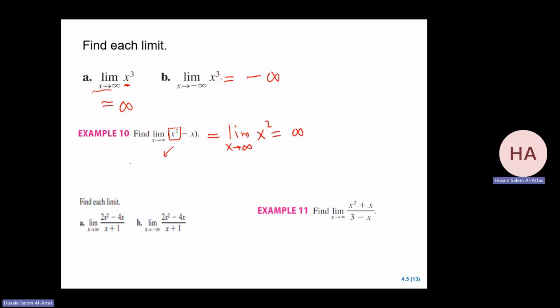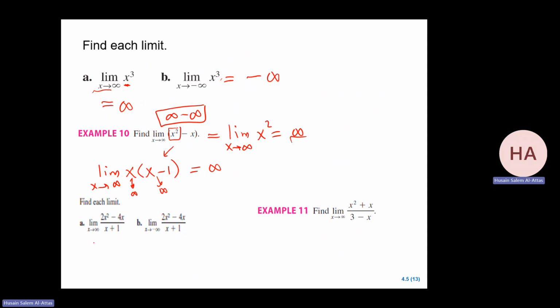Or you can think of it another way. Take x common factor, because I cannot do infinity minus infinity. Infinity minus infinity is an undetermined form. I cannot conclude. But if I take x common factor, I have x times (x minus 1). Now this goes to infinity, this goes to infinity. Infinity times infinity will be what? Infinity, the same answer. Or you can do it by the control.